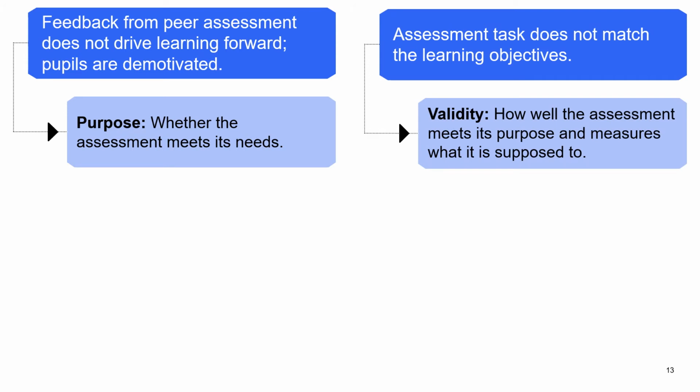You might recall that validity was mentioned in the previous seminar on hinge questioning. It is broadly defined as how well an assessment measures what it is supposed to. Another way of thinking about it is to consider whether any differences in assessment data reflect differences in the underlying ability or understanding.